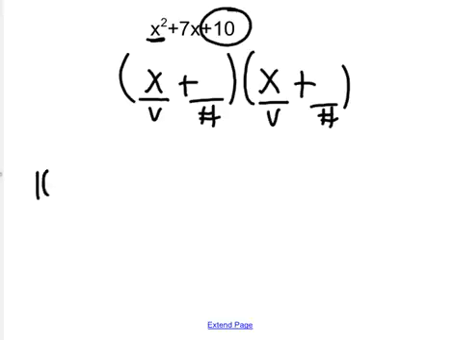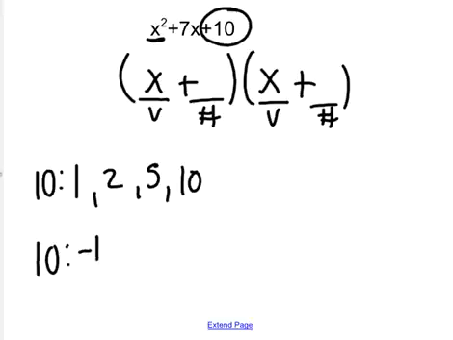So now I need to think factors of 10. So let's see, I have 1 and 10 and 2 and 5. But they're not the only factors. Remember, there are also negative factors. So this could be negative 1 and negative 10, and this could be negative 2 and negative 5. Okay, and I have to decide which numbers go in there. And remember that whatever numbers I pick, they have to add up to 7.